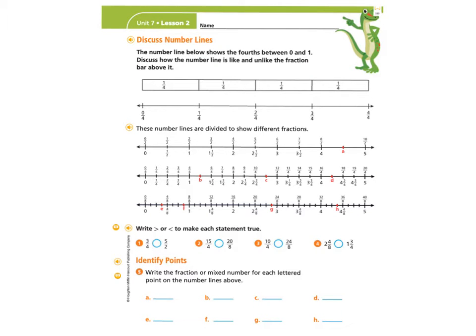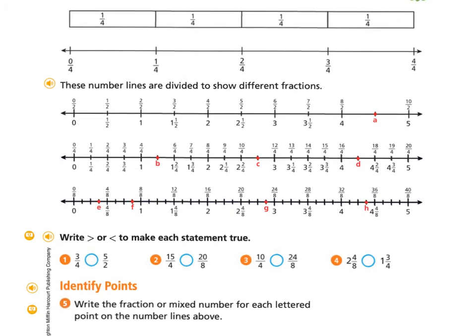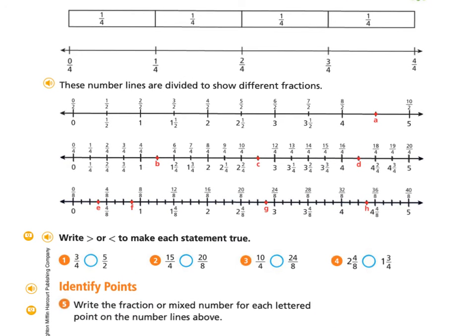Take a moment and take out your math book. Turn to page 335. Pause this video until your book is open and you're ready to go. Now that you have page 335 open, let's look at the second section of this page. Follow along as I read. It says, these number lines are divided to show different fractions.